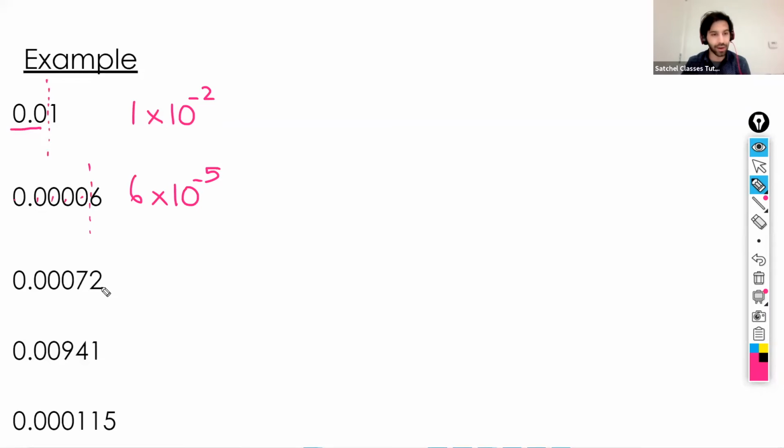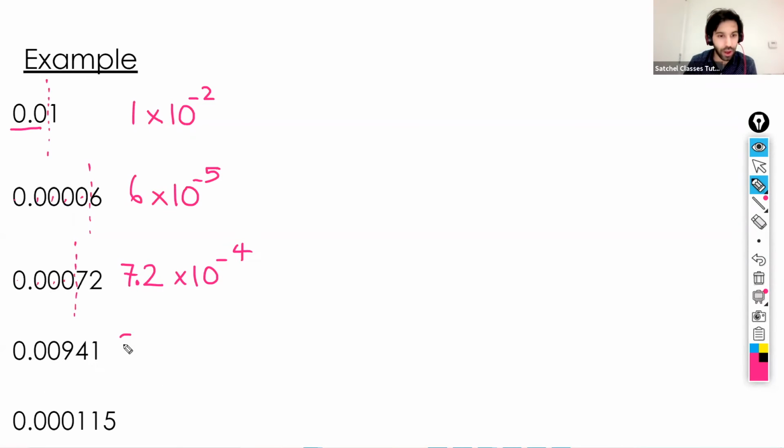Likewise over here, now we have 72, so we need to write both non-zero digits. Now 72 is not in standard form. We said our first number has to be between 1 and 10, so that's going to be 7.2 times 10 to the power of minus something. So that's going to be 1, 2, 3, 4. So that's going to be 10 to the power of minus 4.